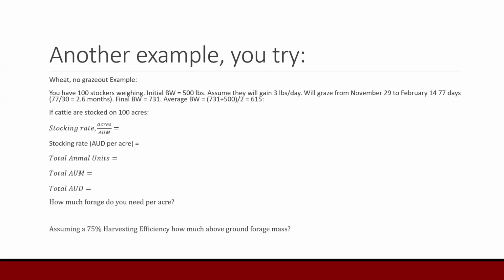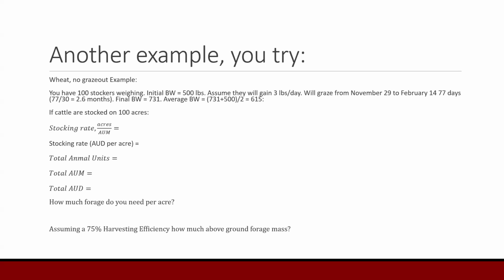Okay. So here's another example. Let's look at a wheat with no graze-out. Here we have 100 stockers. They weigh 500 pounds. Let's assume they're going to gain 3 pounds per day, which is a little high. We're going to graze them from November 29th to February 14th. So that is 77 days. So 77 divided by 30, that's 2.6 months, right?